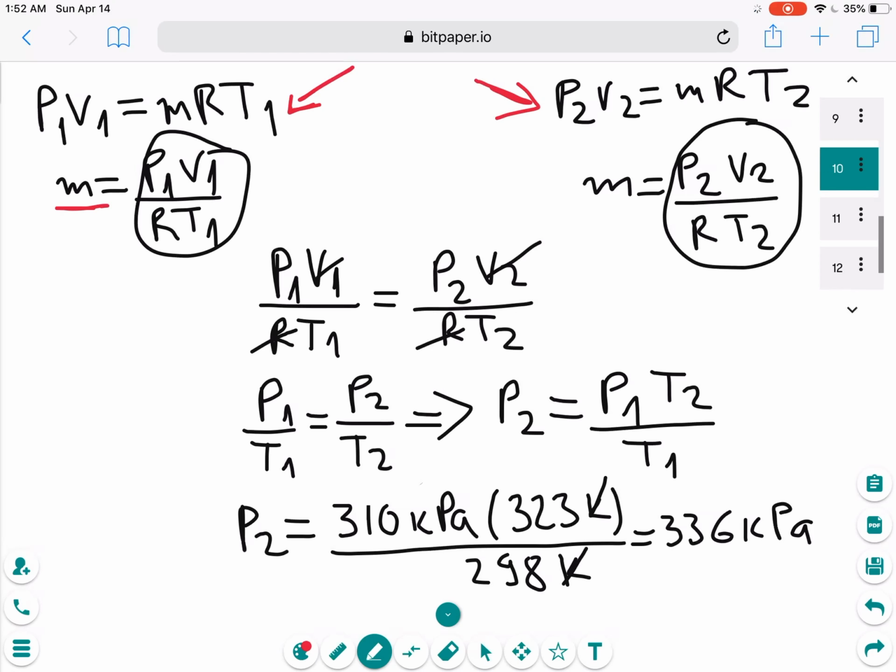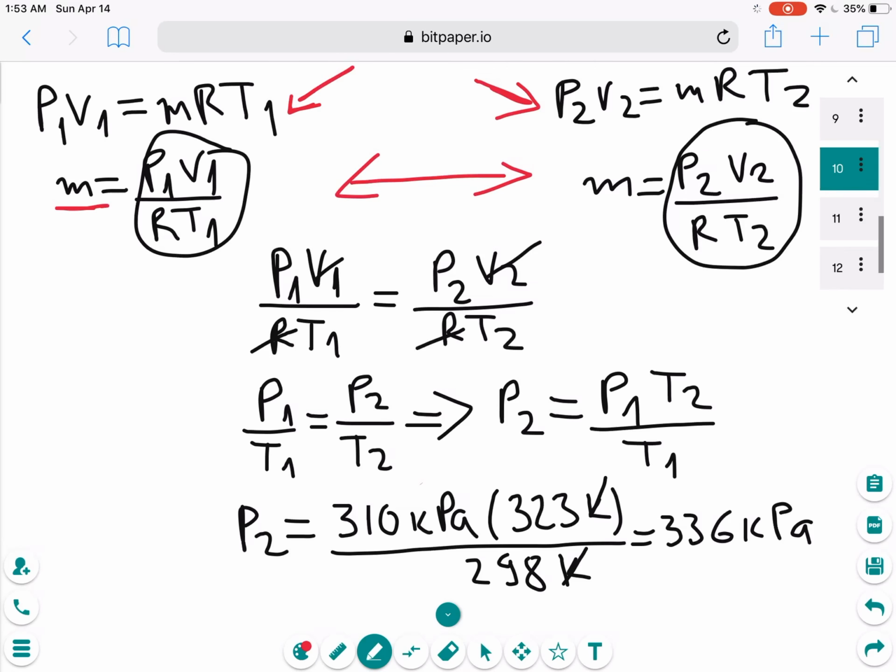Now we have to be careful. We have to note that the mass of air is not going to change. It will change at the end when we remove some of the air, but for the time being, as we're calculating the pressure, the mass of air is not going to change. So these two expressions are the same. So if we equate the two sides, we get P1V1 over RT1 and P2V2 over RT2.